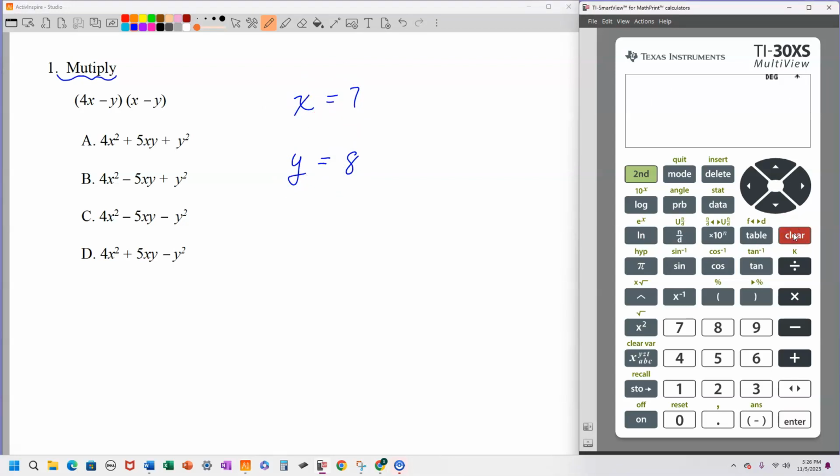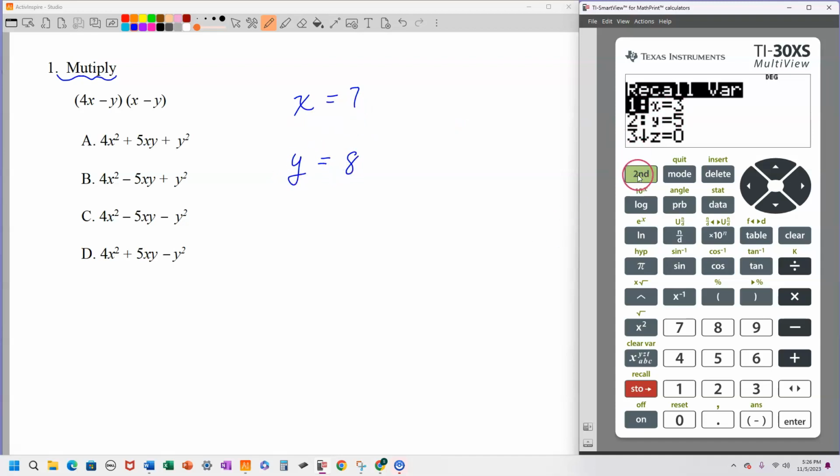Now, we need to store 7 in for x now. You don't need to clear anything out. Just restore this, okay? Now, if you go to, again, remember, if you go to recall here, it shows us that x is 3 and y is 5, but we now want x to be 7 and y to be 8.